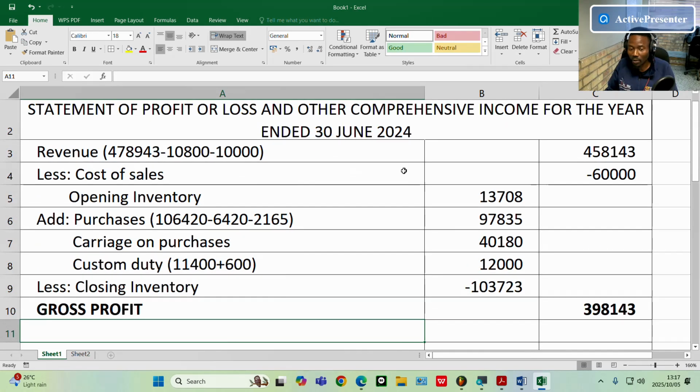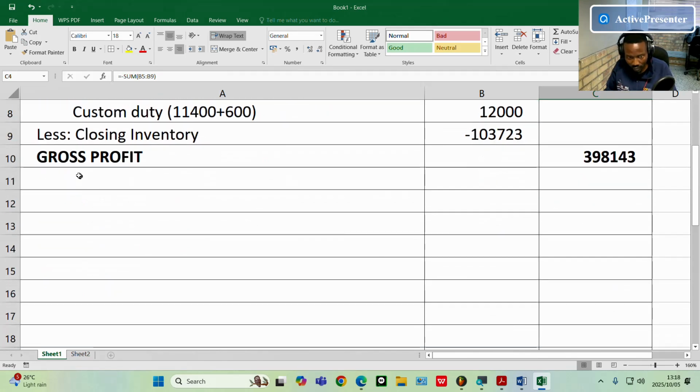So with gross profit, you take your revenue, you less your cost of sales, then you get your gross profit. The reason why we have this calculation on the side is because when you are doing the periodic inventory system, you take your opening stock, you add your purchases, you add your carriage on purchases, and you also add your custom duty, and you less your closing stock in order for you to get your cost of sales. So a periodic inventory system is whereby you calculate the cost of sales, right?